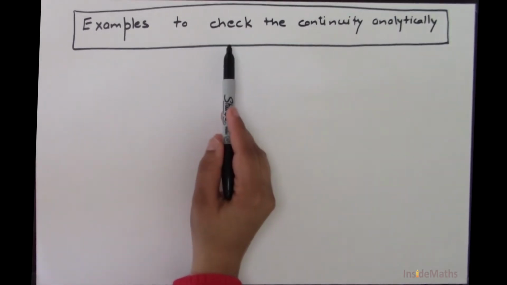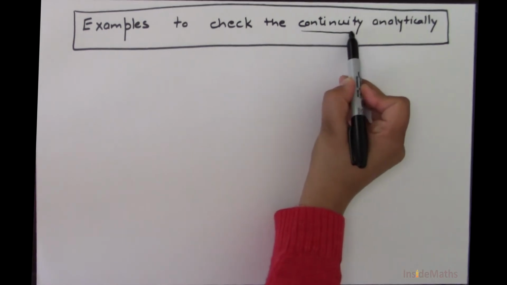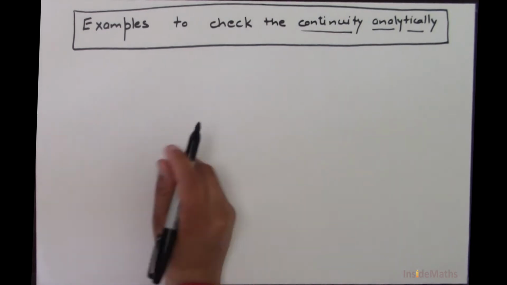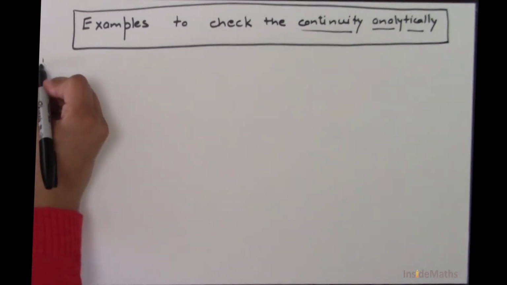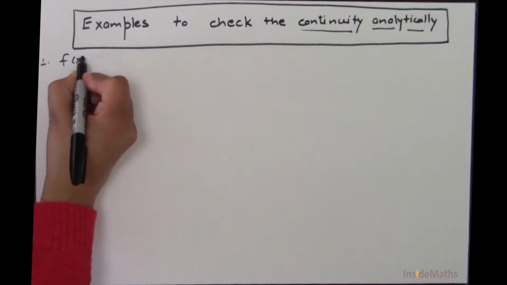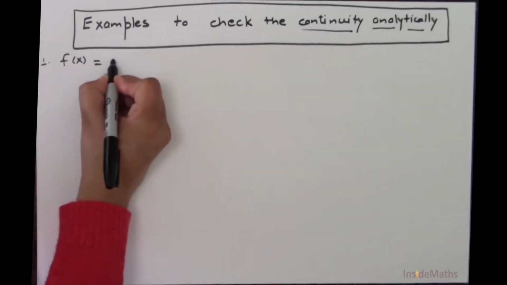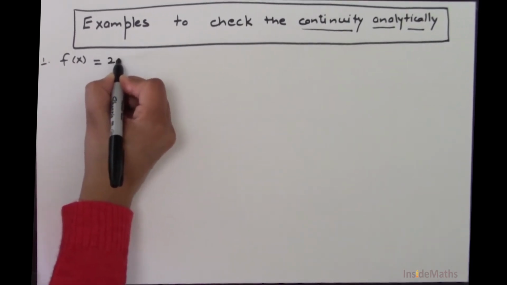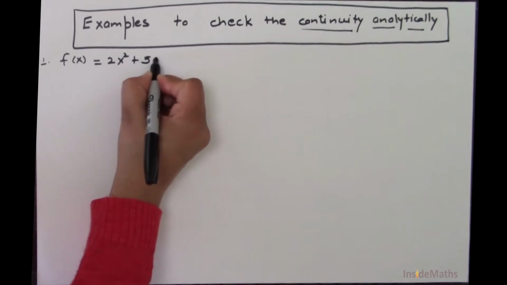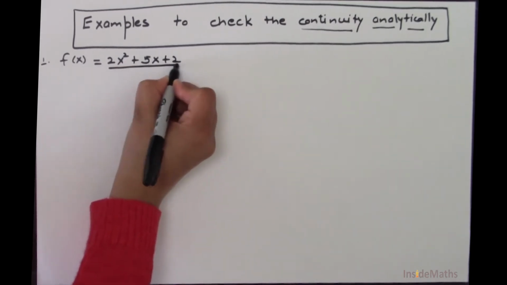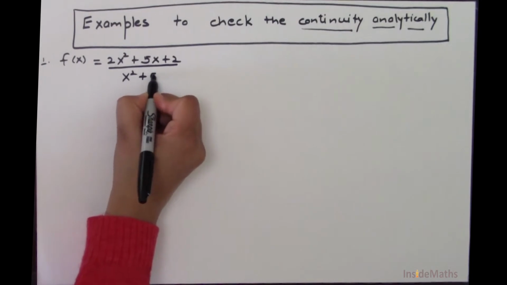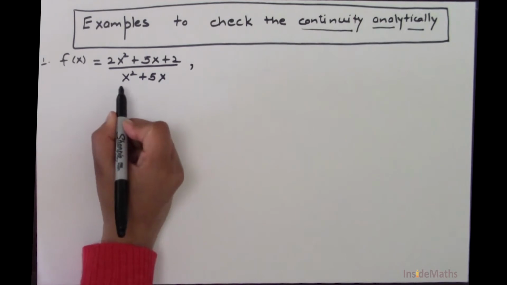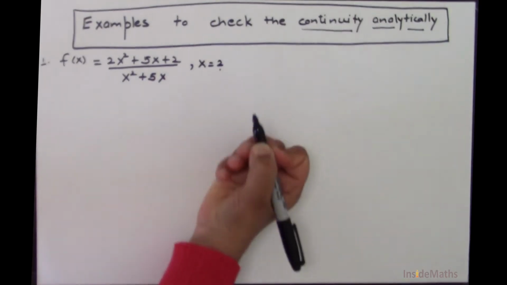In this video, we'll do examples to check the continuity of a function analytically. That is just by definition without using any graph. So the first example is given by f of x equals x square plus 5x plus 2 divided by x square plus 5x. This is the given function and we have to check the continuity of this function at the point 2.